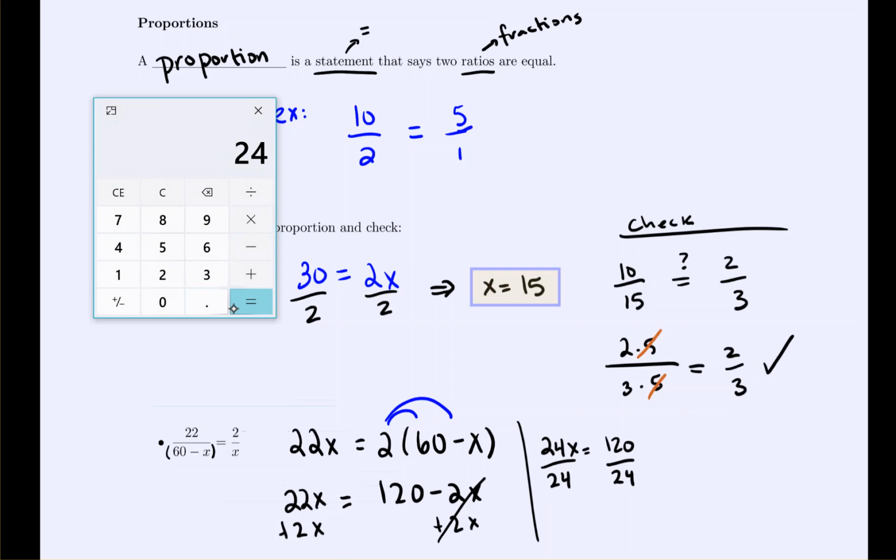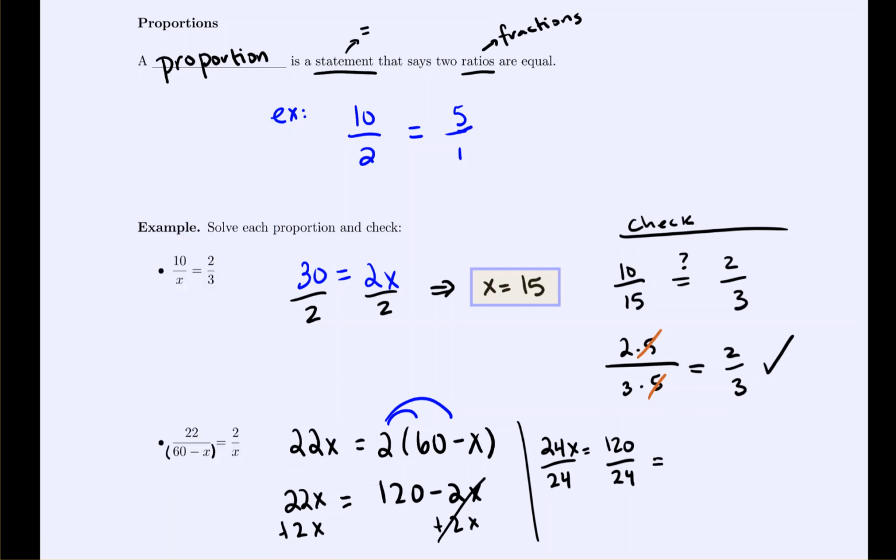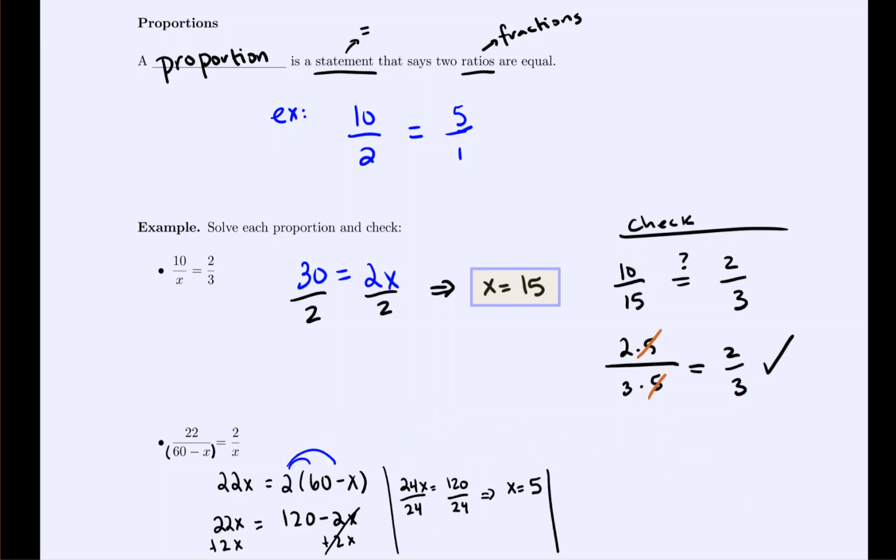120 divided by 24 would give us 5 exactly. So x should be equal to 5. And then we do have to check our answer. Everywhere there's an x, let's plug in a 5. So 22 divided by 60 minus 5. Is that equal to 2 divided by 5?